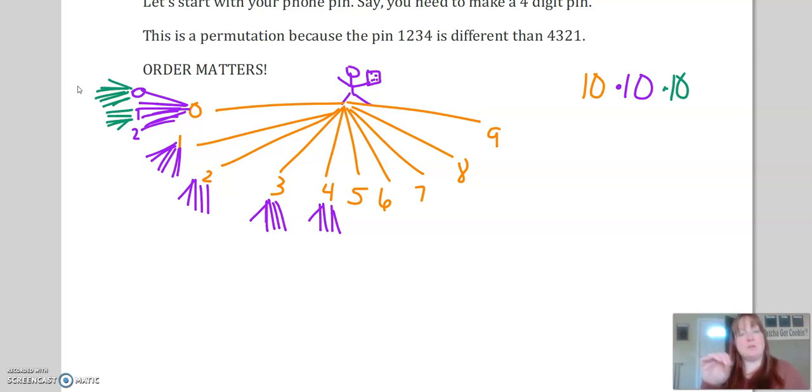It could be 0, 0, 0. It could be 0, 0, 1, 0, 0, 2, 0, 0, 3. Do you see how I could have listed all of those and my sample space would have 1,000 options? Okay. Finally, what if we want a 4th number on here?